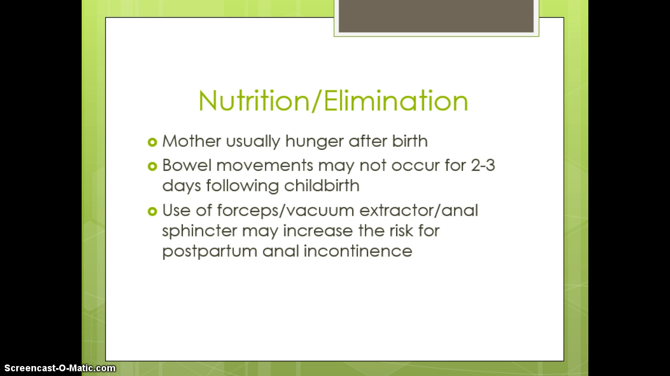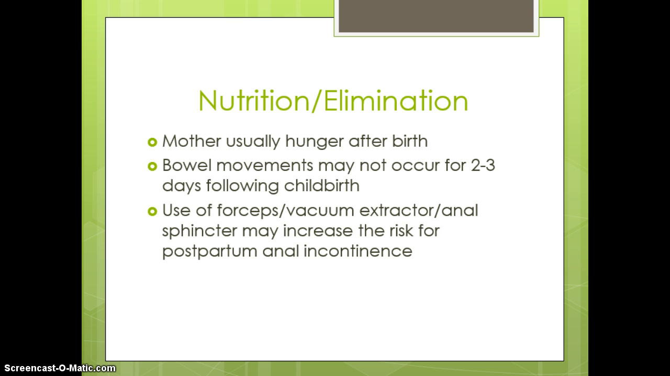With nutrition and elimination, oftentimes moms are really hungry after delivery, but we want to encourage her to kind of start low and light, because oftentimes with the changing hormones and the excitement, things like that, she might become nauseated, and we wouldn't like her to vomit full-fledged food. So kind of starting low and then gradually building upon that, using frequent snacks, those kinds of things.